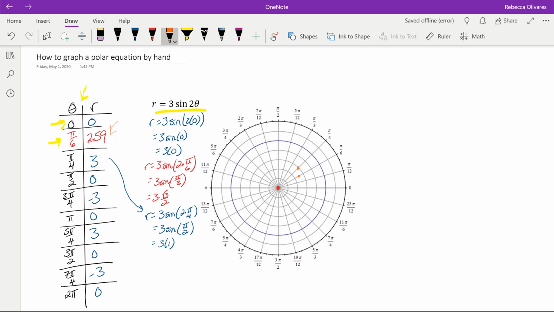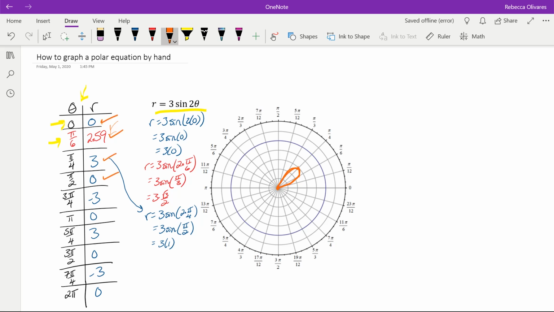Then I have pi over 2 comma 0. That's going to take me back to the pole. So what's happening here is I'm going to have a little bit of curvature, and I would have a more exact graph if I had found the r value when theta equals pi over 12, for example. But I know from experience that this can be quite tedious. And so what's happening is you're going out to 3, and then you're back to the pole.